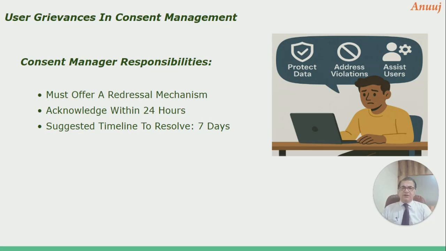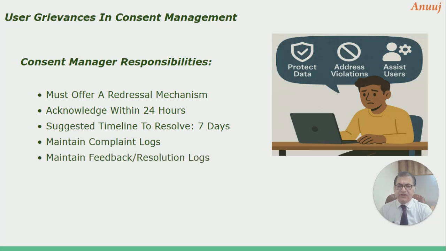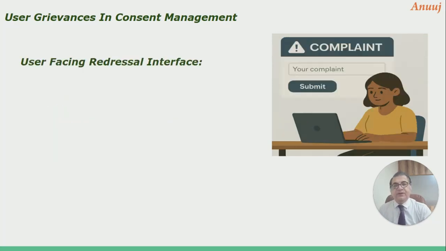Unless of course it's a strange or not so common problem that has come up, and you need some interdependencies on various departments, then it might take longer, but 7 days should be a good SLA. And the consent manager should have a complete log of the complaints they have received. They should have complete information on how they resolved it. You can create FAQs out of your resolutions so that the volume of complaints coming in can get reduced. So maintain a feedback mechanism, a resolution mechanism.